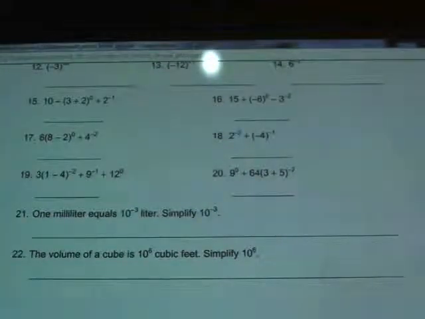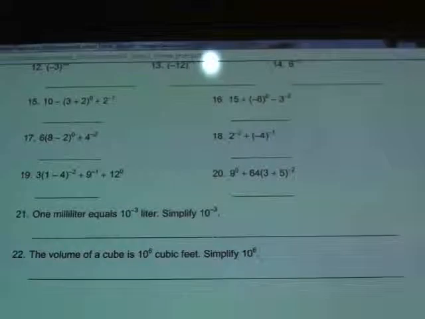15 is actually really a pretty nice question, and you'll use a similar approach in solving 16 and 17. So once you see one, I think you'll get the hint here. 10 minus 3 plus 2 in parentheses, close parentheses, to the 0th power, plus 2 to the negative 1.